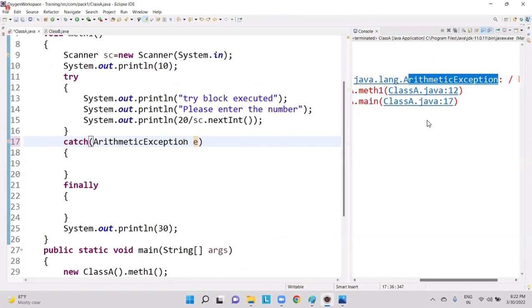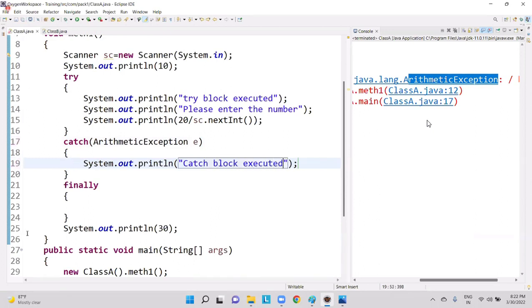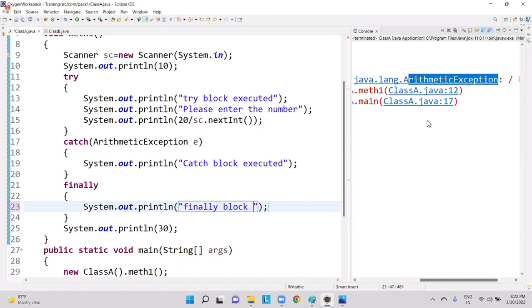So here, let me catch that ArithmeticException. Just e. This is the class, and this is the reference. Now here System.out.println, simply I'm writing "catch block executed." And here I'm writing System.out.println, "finally block executed," like that.